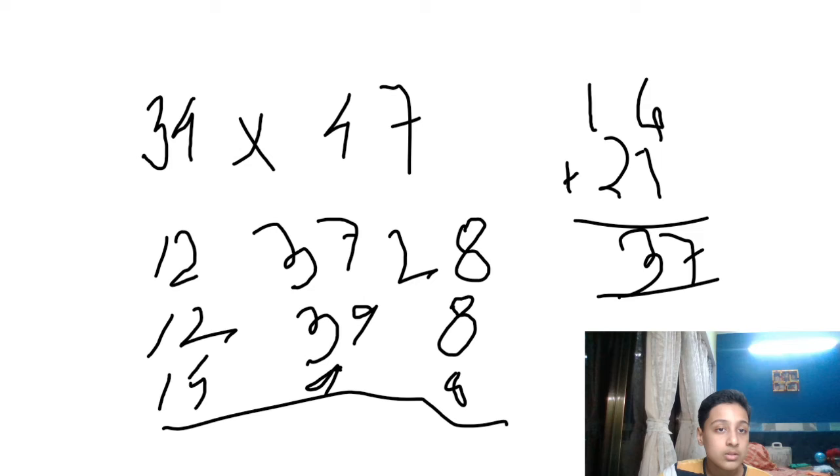1598. I know the handwriting is really bad, but I just said it verbally. I hope you can understand that. I'll just check it with the calculator. 34 multiplied by 47. 1598. Okay, so I'm correct.